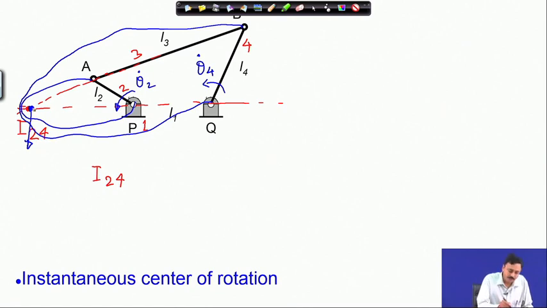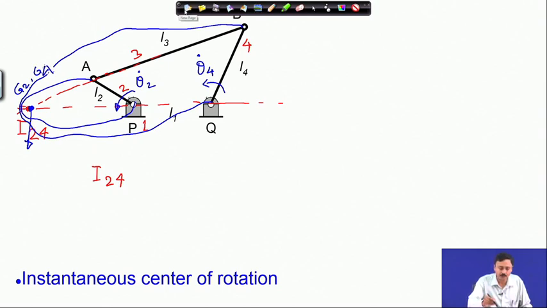So, velocity of a point G 2 and G 4, G 2 belongs to link 2 and G 4 belongs to link 4 or an extension of link 4. So, these 2 points will have the same velocity, same magnitude, same direction. These are the coincident points, one belonging to link 2, the other belonging to link 4. So, that is the significance of I 2 4.